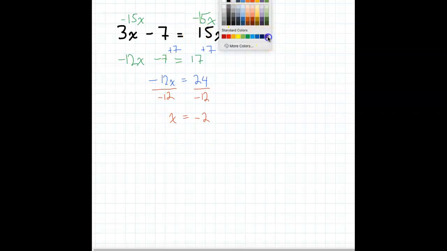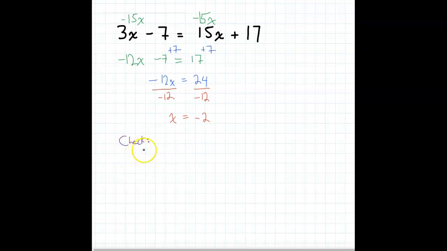Okay, and let me change colors here. I'll go to something else. Let's say purple. Let's check that. You should always check your answer because you want to know if it's correct, right? So 3 times x. We're saying x is negative 2, and we're testing it. Does that work? So 15 times x, which is negative 2, we think it is.